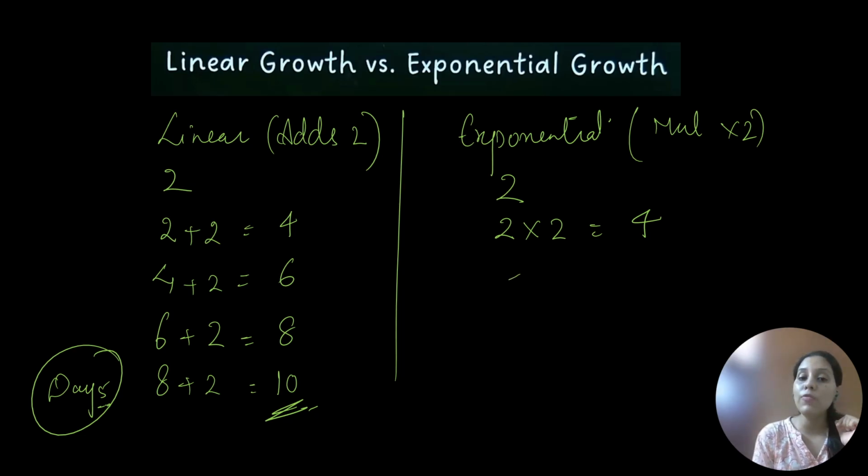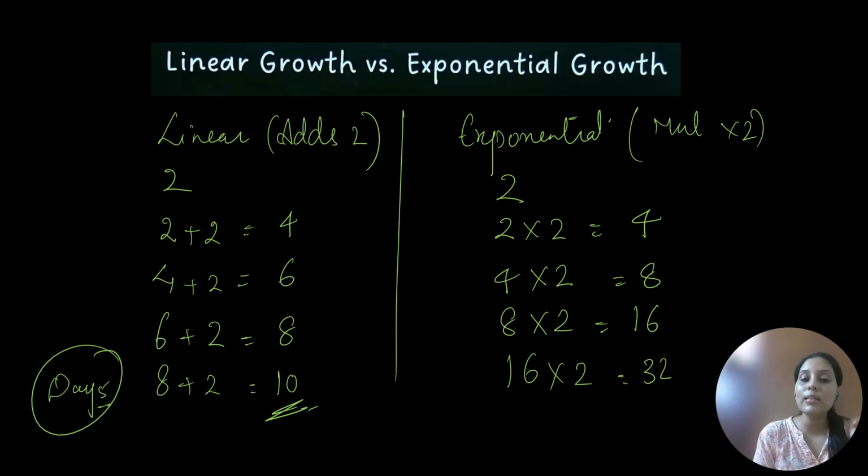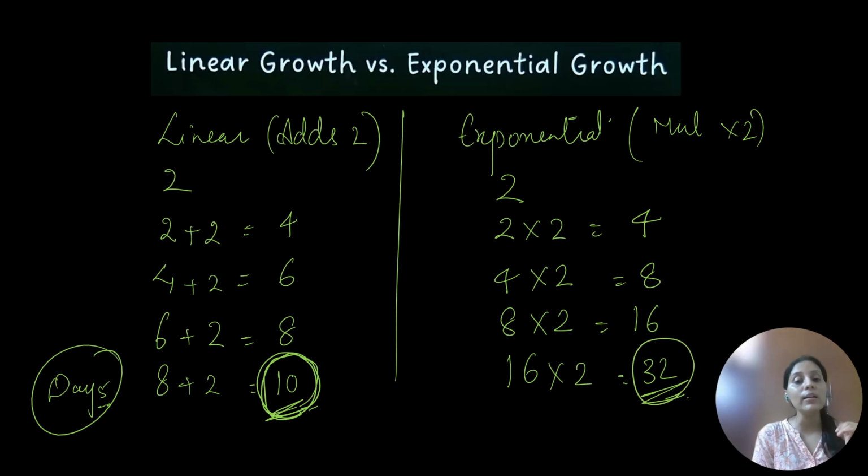थर्ड डे क्या होगा, 4 का डबल 8 रुपीज, फोर्थ डे 8 का डबल 16 रुपीज, एंड फिफ्थ डे इट इज 16 डबल्स 32. So linear growth, maybe it is growing but slowly. On day 5 you only get 10 rupees, whereas exponential क्या है, day 5 पे 32 rupees है. So exponential every day it is doubling, whereas linear में it is adding. That is the difference between linear and exponential.